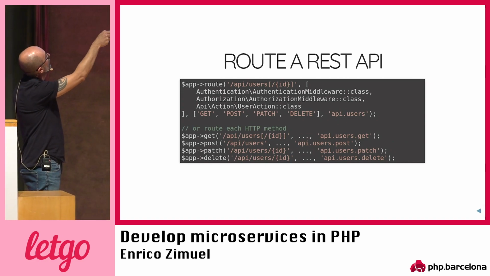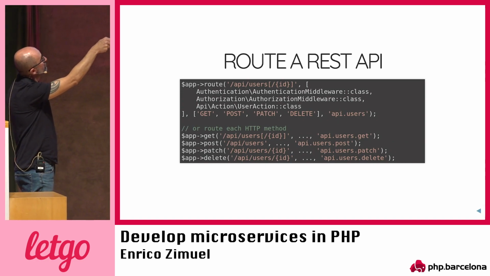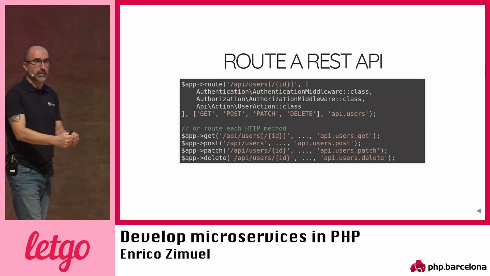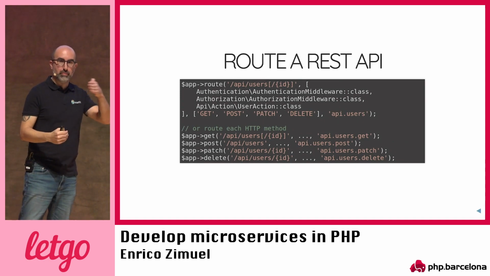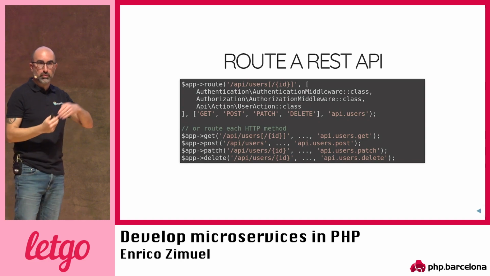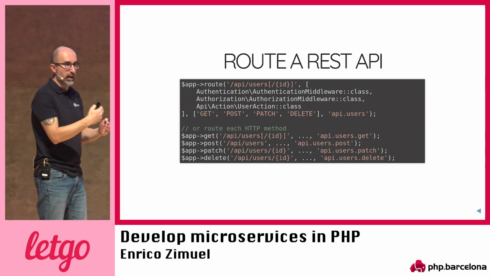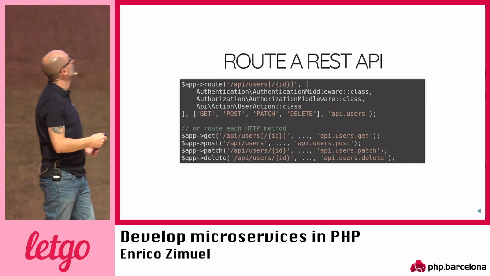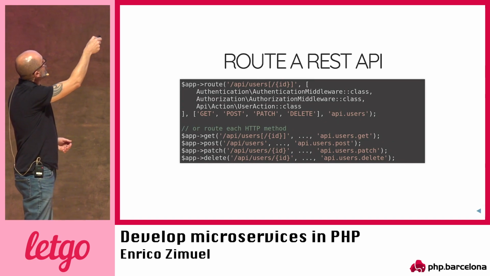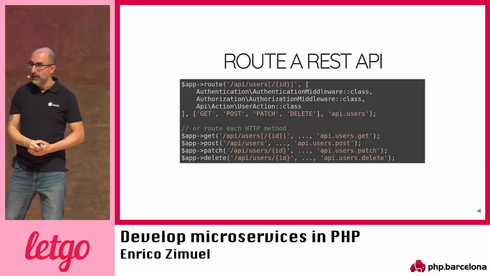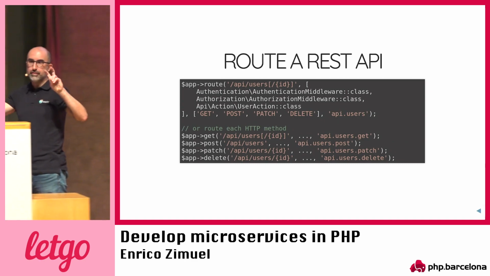So the first one is the authentication, because you want to authenticate this HTTP request. If the authentication is OK, you pass to the second middleware, that is authorization. So you want to be sure that the one that has the authorization can actually call the other middleware. And the last is the action itself. As you can see, you can also specify the HTTP methods that you want to implement. The last parameter is just the name of the route.